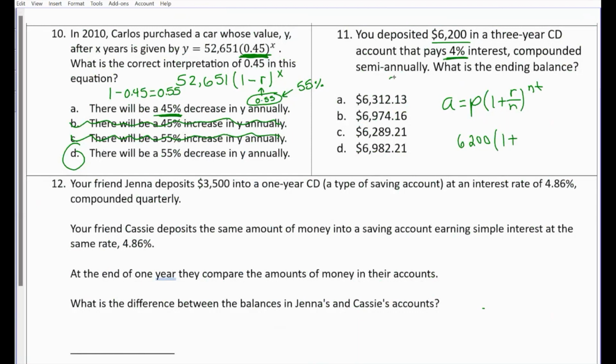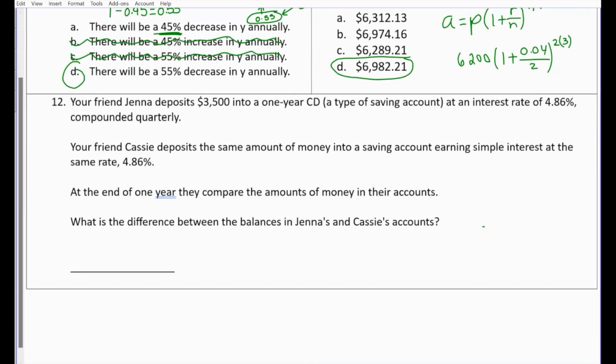Our rate was 4%. Well, 4% as a decimal is 0.04. Now, it was compounded semi-annually. I know that happens twice a year. So I'm going to divide that by the n, number of times it's compounded, and I'm going to plug in 2 for the number of times it's compounded times our time. This is a 3-year CD, so I put the 3. Now you plug the whole thing into your calculator, and you should get $6,982.21. Make sure to round if need be. 5 or more, make it soar. 4 or less, let it rest. In this case, there was a 2 at the end, so we did not need to round.